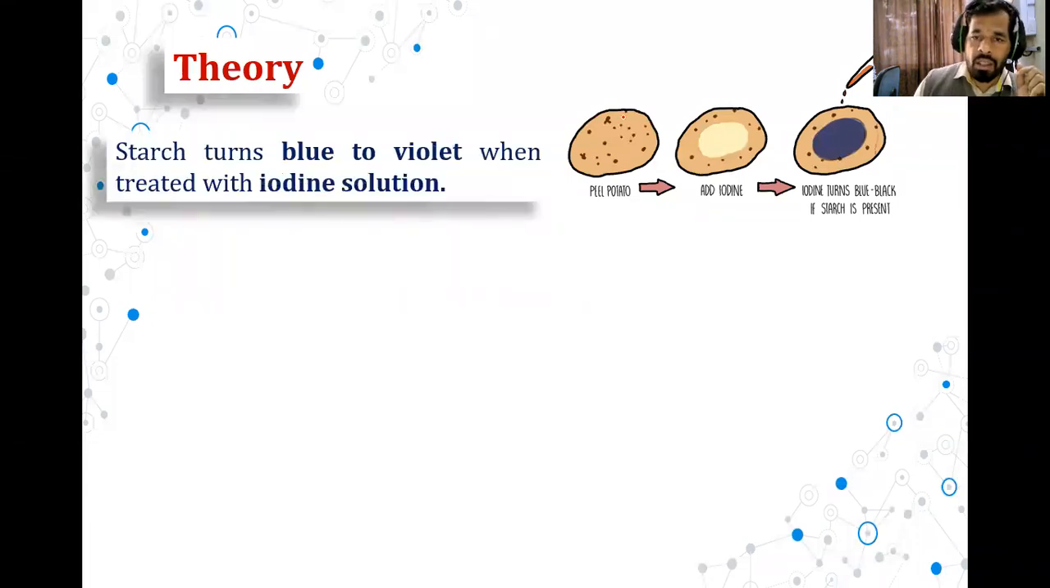Now, in this figure, you will see a chemical test for identification. It is identified with the help of iodine solution. Peel a potato, add iodine to it, and the iodine turns blue-black if starch is present. This is a very simple test. If starch is present in a given compound, it will show a blue to violet color when treated with the iodine solution.